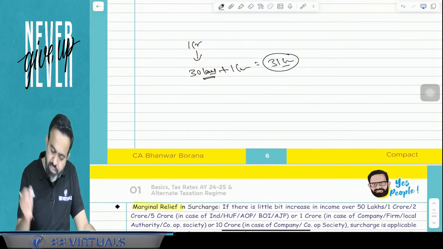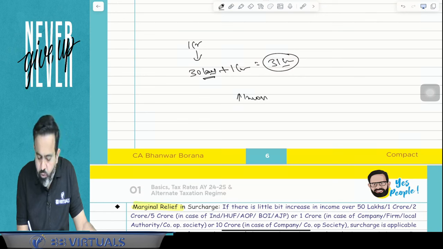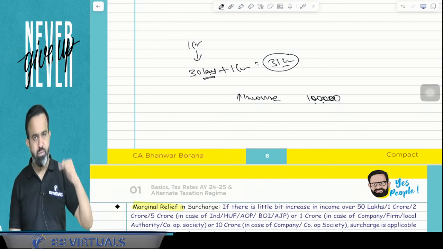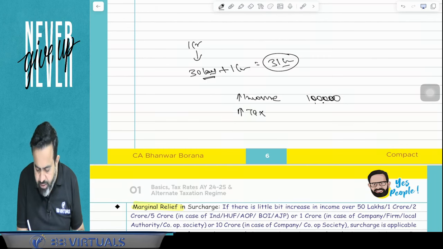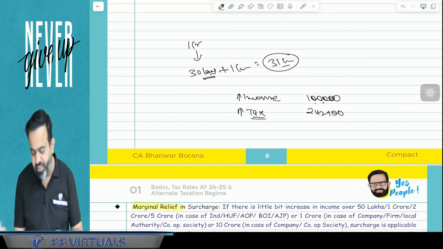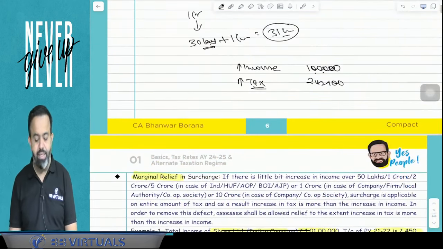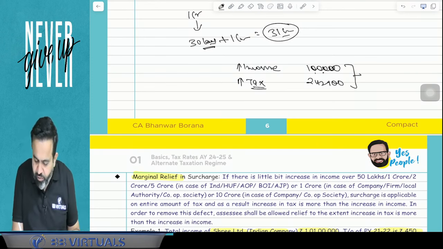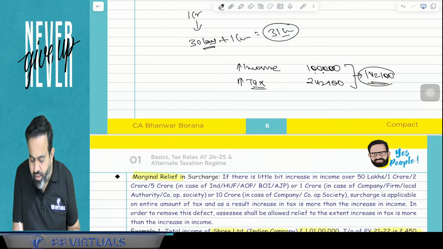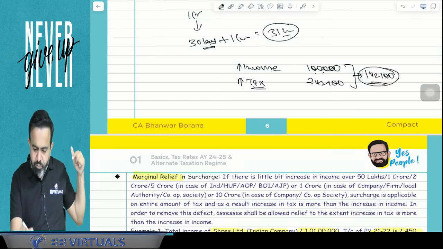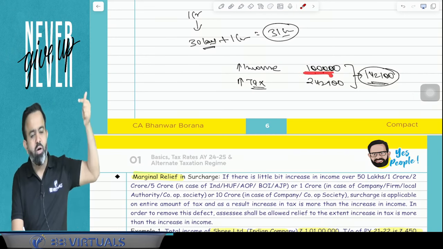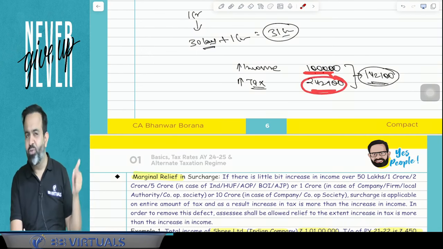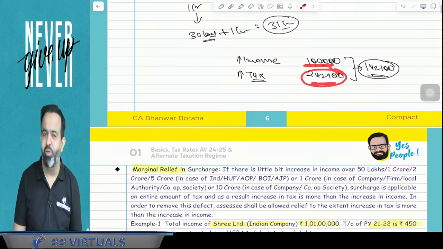Because guys, in this particular example, if you see, your income over 1 crore is increased by 1 lakh, and due to that, your tax is increased by 2,42,100. So here the lawmaker says that whatever the difference of this, that is 1,42,100, this will be your marginal relief. Because income over 1 crore is increased by only 1 lakh, and due to that 1 lakh income, your tax is increased by 2,42,100. So 1,42,100 will be your marginal relief.